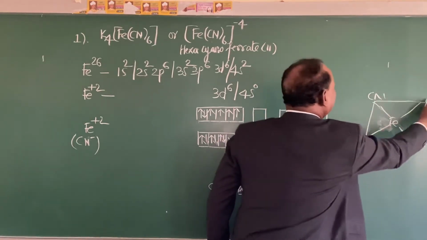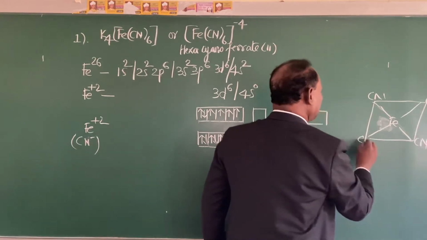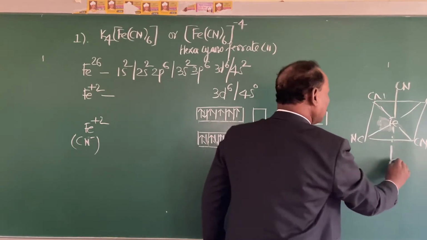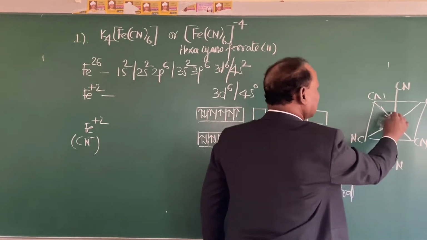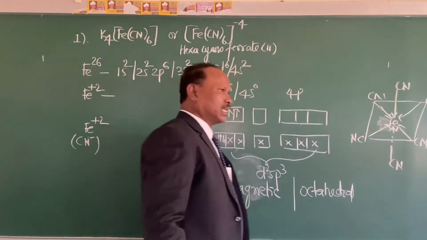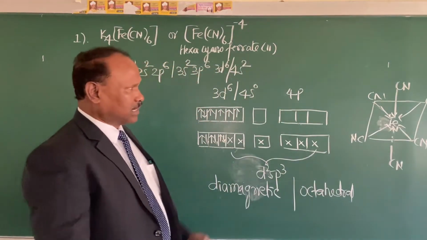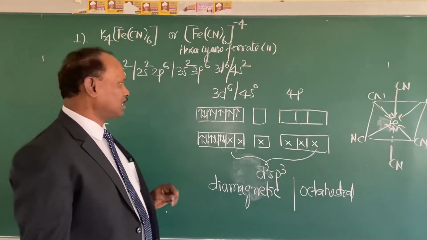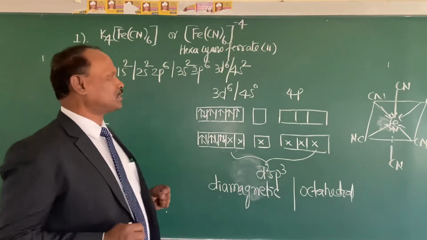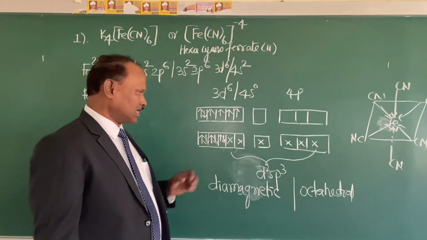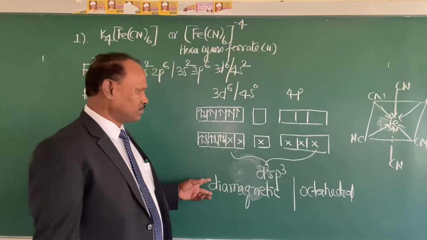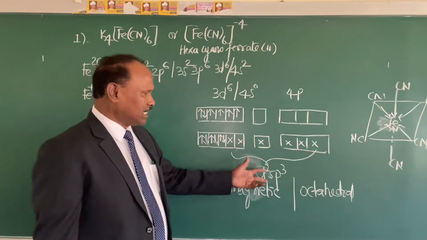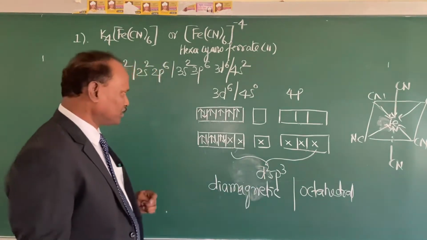So there will be cyanide at each corner. One is above the plane and the other one is below the plane. So they donate a pair of electrons and form a coordinate bond like that. So the geometry is the octahedral geometry. So you have seen in this complex, we have explained with the help of valence bond theory: it is diamagnetic in nature, it is octahedral in geometry, and it has undergone d2sp3 hybridization.